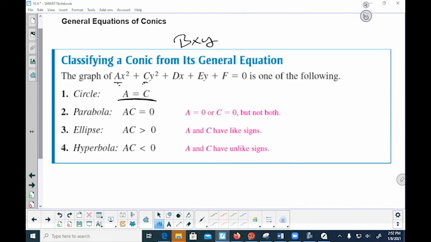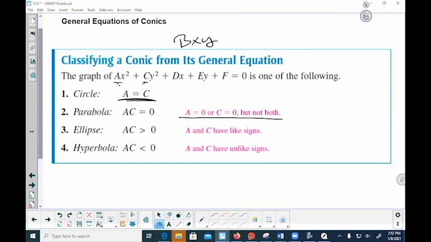If those two are equal, then it's a circle. If A or C, if either one of them is equal to 0, but not both, so you only have an x squared or you only have a y squared, and you don't have two things that are squared, then you're going to have a parabola. If they are both equal to 0, then you don't have anything squared, and you're left with a line. So that's not fun.